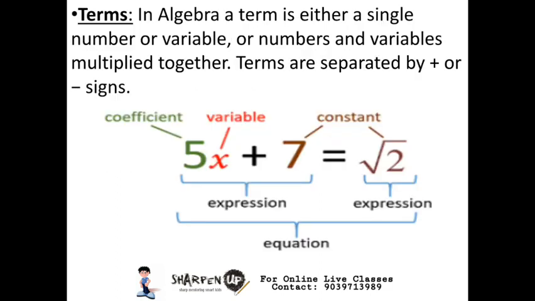Now understand terms. What are terms? In algebra, a term is either a single number or variable, or numbers and variables multiplied together. Terms are separated by the sign of plus and minus.